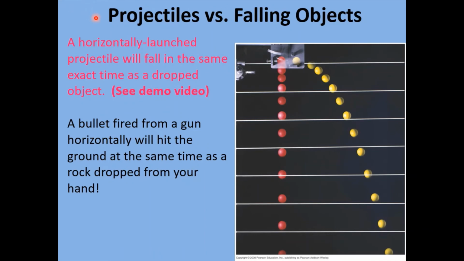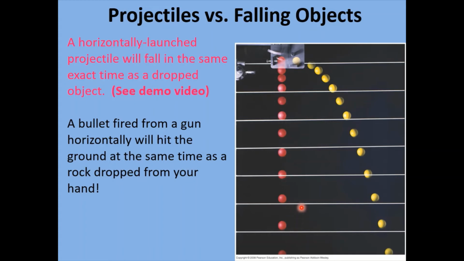One of the interesting characteristics of projectiles is that a projectile that is launched horizontally will hit the ground at the same time as an object dropped from the same position. And you can see that in this stroboscopic picture here. This yellow ball was launched horizontally, and you can see it follows this curved path here and strikes the ground over here. At the same time this was launched, the red ball was dropped.